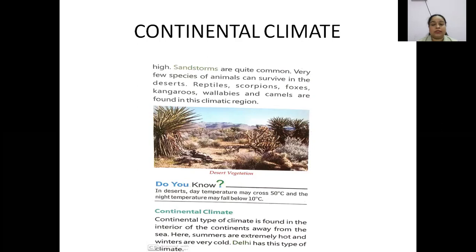Cactus are found in this dry climatic region. Understood? Why? Because they need less water, and their leaves have been converted into spines. That is why in this type of harsh climate, very few plants and very few animals can survive.